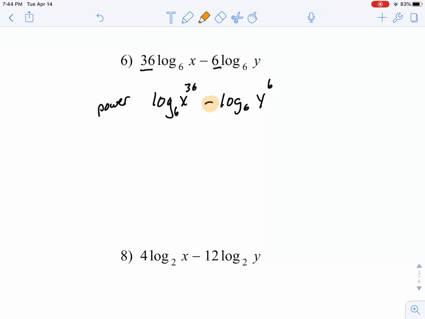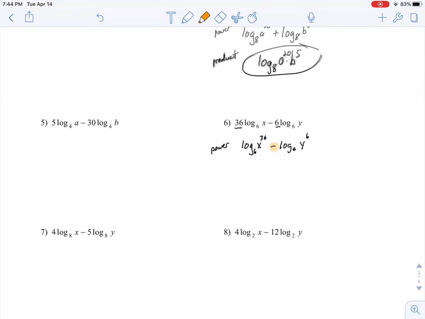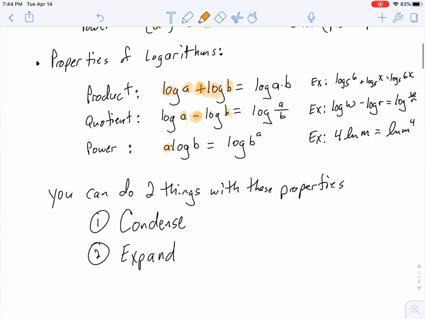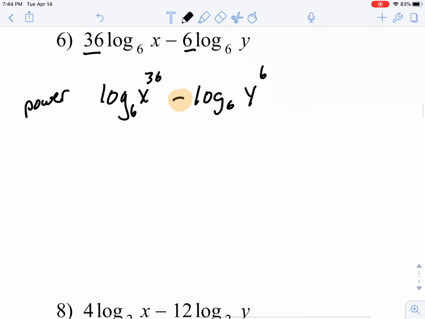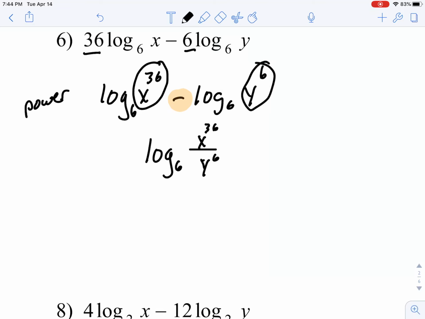Now I have a minus here. So if I look back at my 3 properties, the one with the minus sign right here is called the quotient, and that's the one that turns into a fraction. So we can combine this into just one logarithm with a fraction bar. The first one goes on top. The second one goes on bottom. Here the order does matter. With multiply, not so much. A times b and b times a is the same thing. But with divide, you can't switch the numerator and denominator around. That matters. So this should be the answer. This was the quotient rule, by the way.